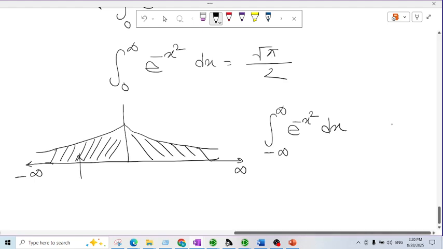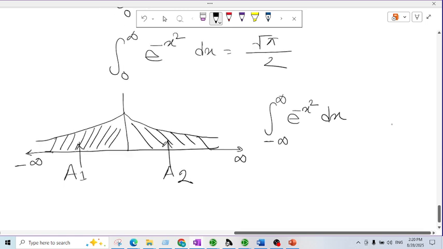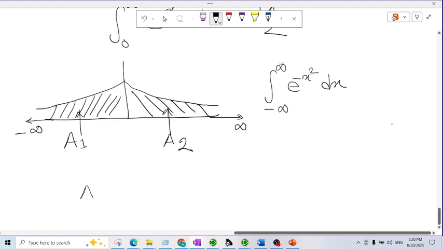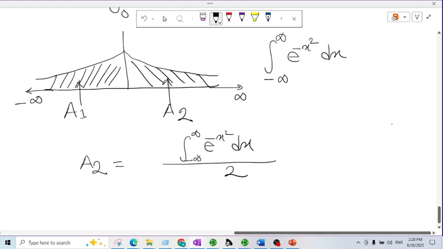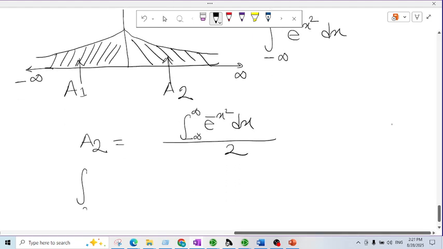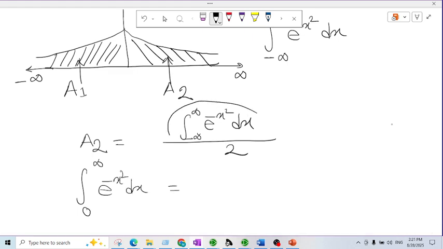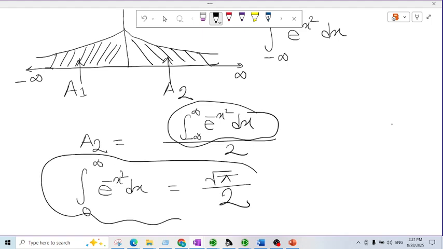Let's say this area is A1, and this area is A2. Both are equal. That means if you want to find A2, it will be equal to the total area divided by 2. What is A2? A2 is the area from 0 to infinity, which is e to the power minus x square dx. Putting in the value, the total area is root over pi, and we just divide it by 2, then we get this.